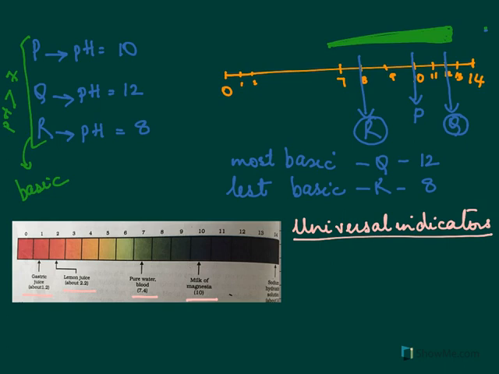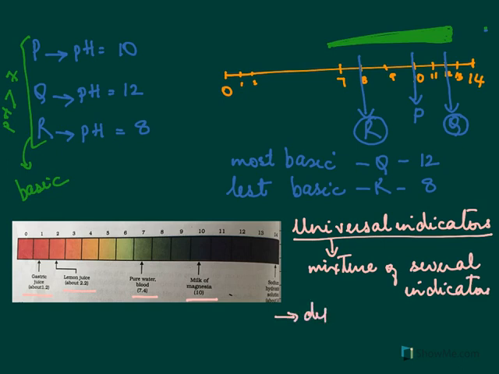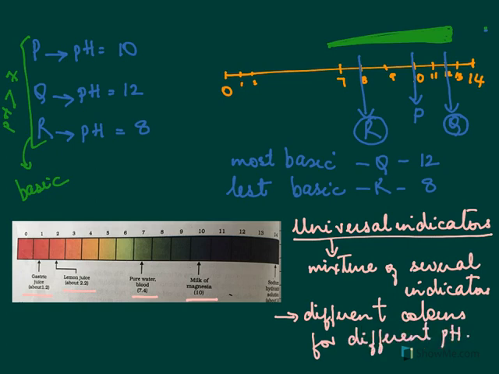Now, how is this universal indicator made? It is a mixture of several indicators. The very important advantage is that it gives different colors for different pH. So by using the universal indicator, you can exactly tell the pH of that substance.